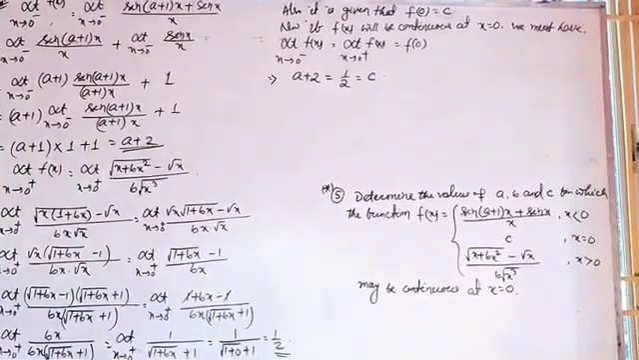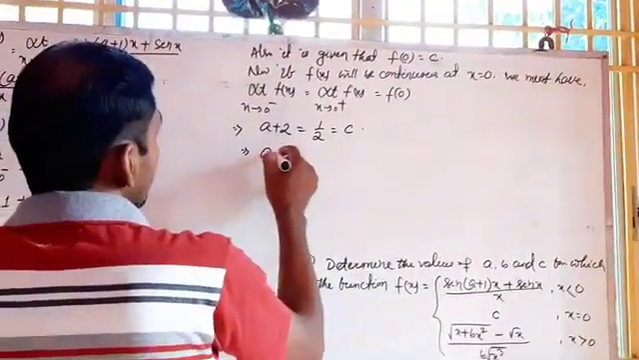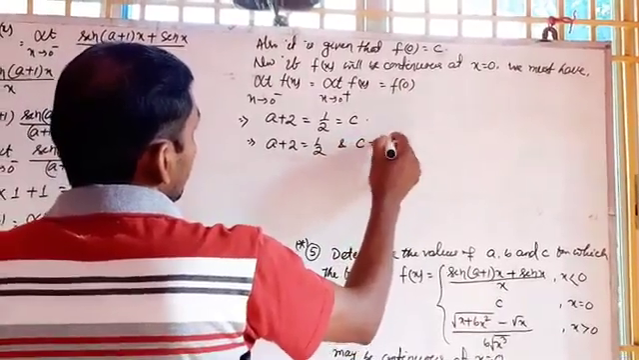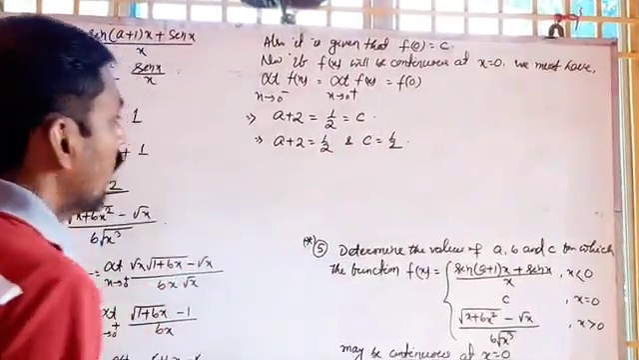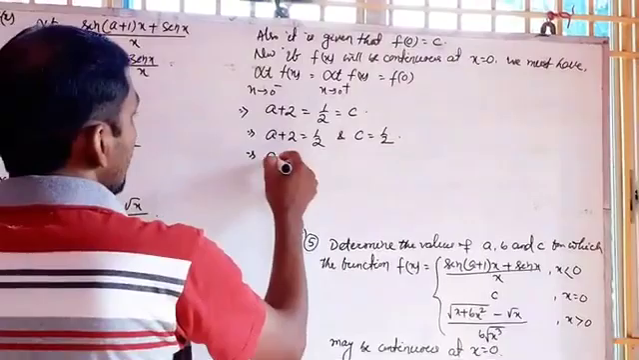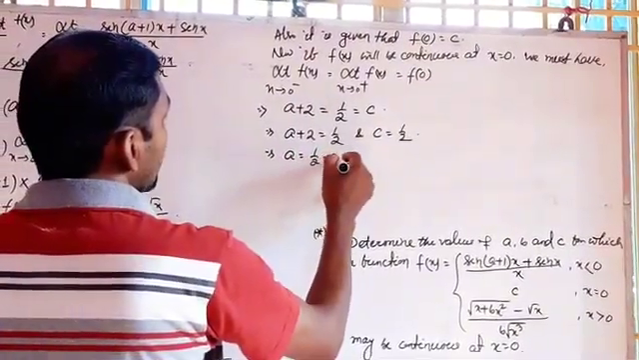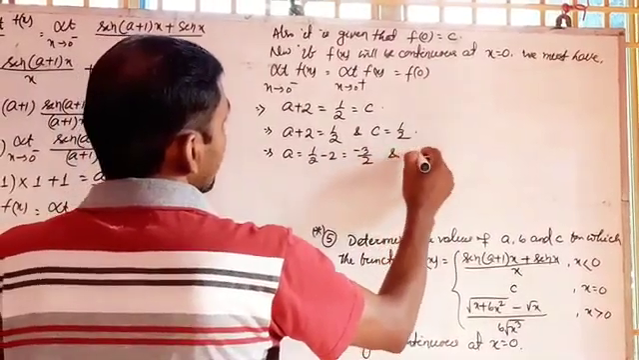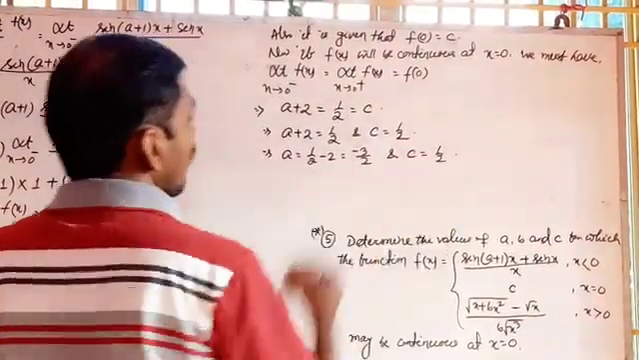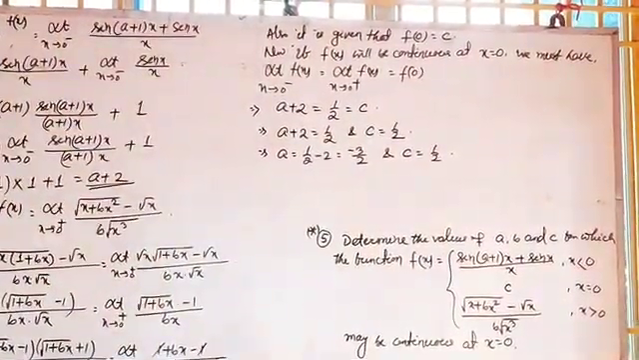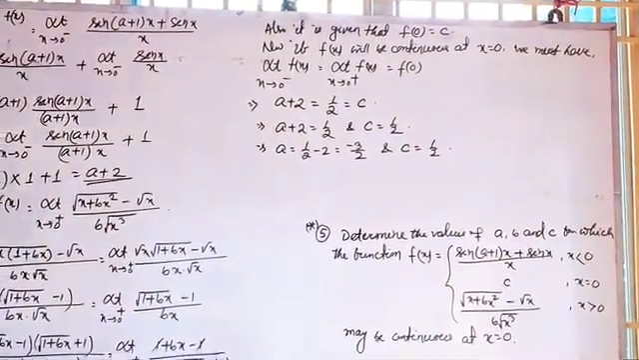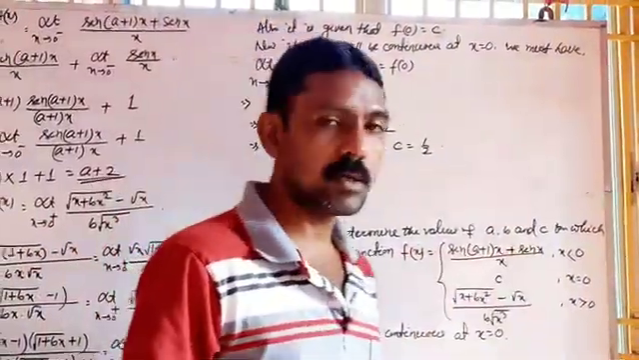So a plus 2 equal to 1 by 2, and c is also equal to 1 by 2. This implies a equal to 1 by 2 minus 2, that is how much? Minus 3 by 2, and c equal to 1 by 2. So we have got the values of a and c. But what about b? Because the question is to find the value of a, b and c.